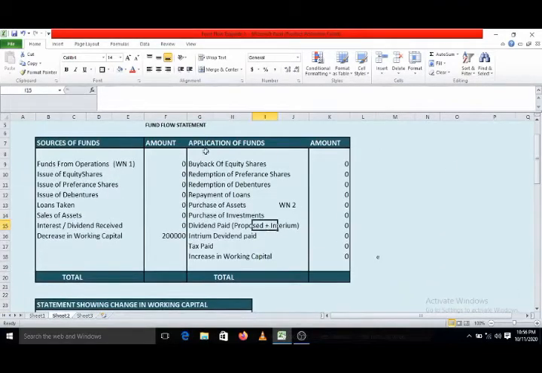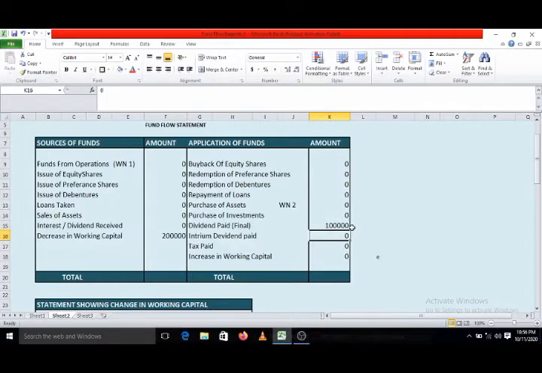So it is dividend paid. Dividend paid is a proposed means final dividend. I will mention it as a final dividend. That is last year final dividend. I will show it as a payment. That is the application. I hope it is clear. So last year dividend, last year proposed dividend we have to show as a payment.